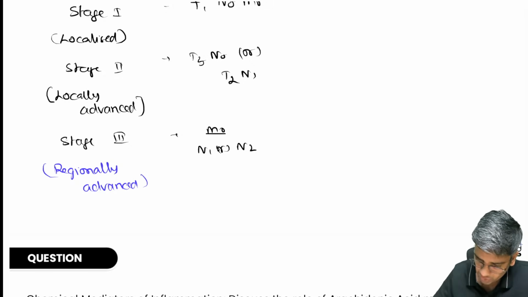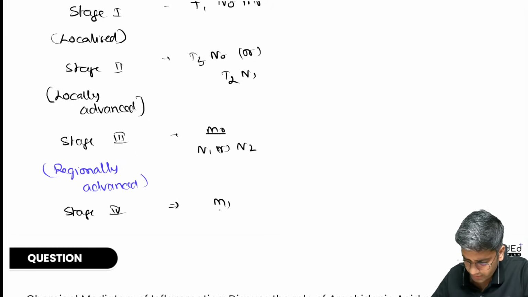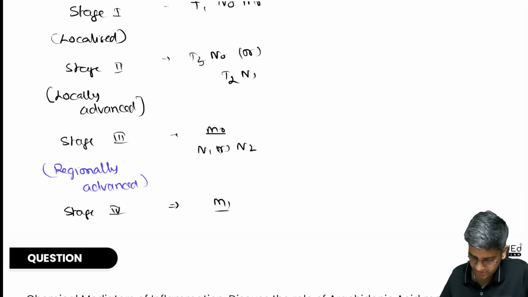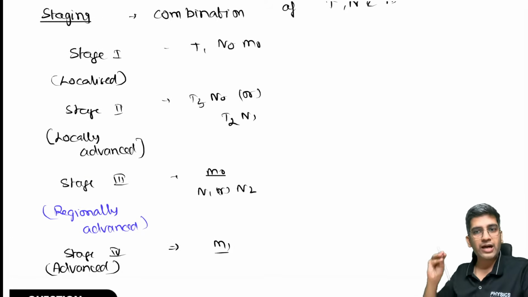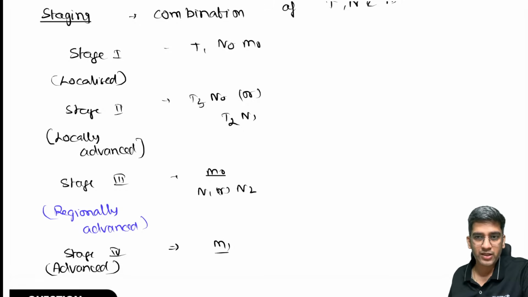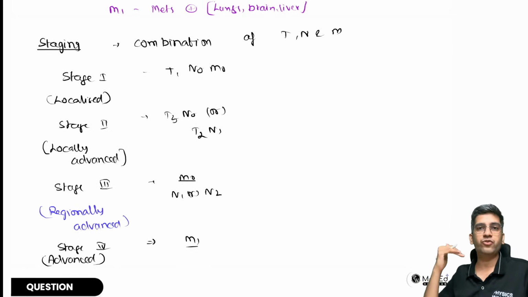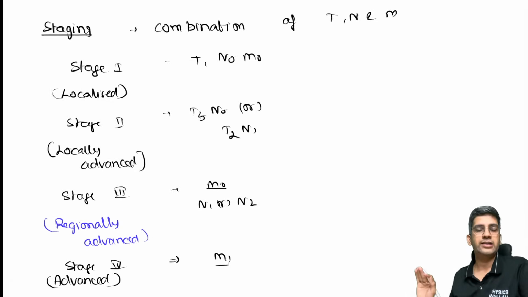Stage 4 is the worst of all. Stage 4 is anything with M. Any T, any N, if M is there, if distant metastasis is there, it's stage 4, and stage 4 is an advanced stage. Okay, so this is what staging is. T, N, and M are parameters for staging. I combine them and use staging. This stage 1, 2, 3, 4 will differ for every cancer based on the type of cancer, right? This is just a template, that's all. This is what staging is.